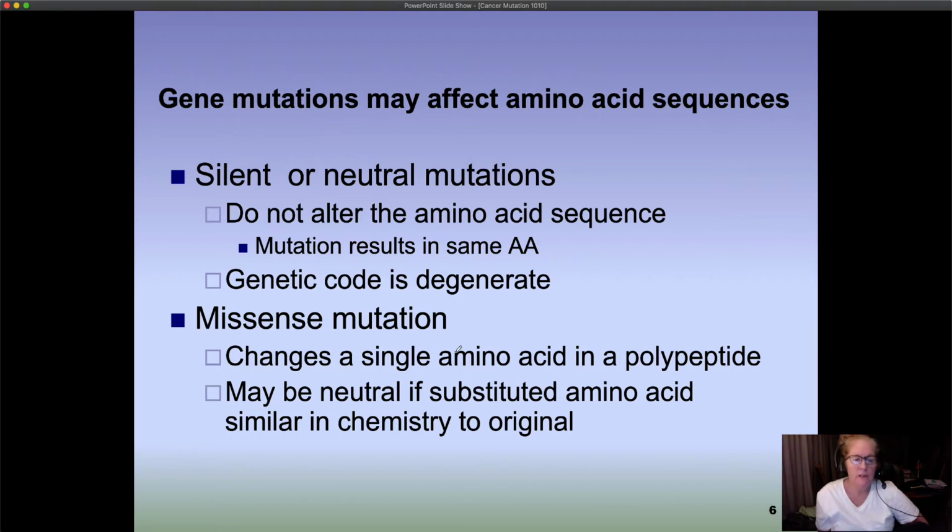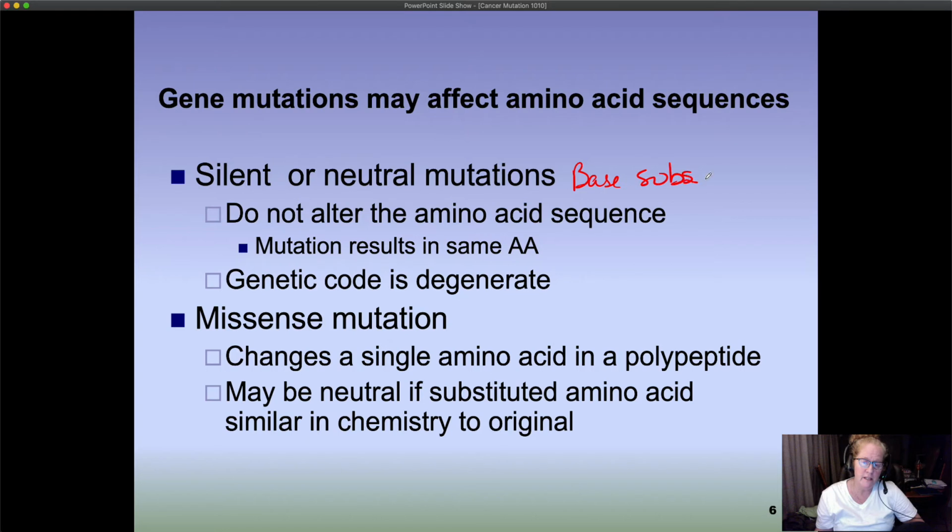Now, sometimes the way that these mutations affect the amino acid sequences are kind of interesting. We can have what are called silent or neutral mutations. Remember the codon table. You don't have to memorize it, but on the codon table, we had start codons, codons that encoded for amino acids, and then, of course, the stop codon. A silent or neutral mutation occurs only with a base substitution. This would not occur with an addition or deletion.